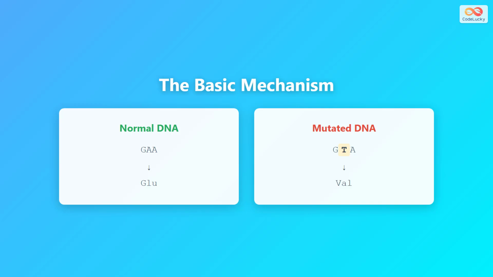Here's a simple example to illustrate the basic mechanism. In normal DNA, you might have the codon GAA, which codes for the amino acid glutamic acid, abbreviated as GLU. Now, if a mutation changes the middle nucleotide from A to T, the codon becomes GTA. This mutated codon now codes for valine, abbreviated as VAL, which is a completely different amino acid. Notice that just one nucleotide changed, but the result is a different building block in the protein. This is the fundamental process behind all missense mutations.